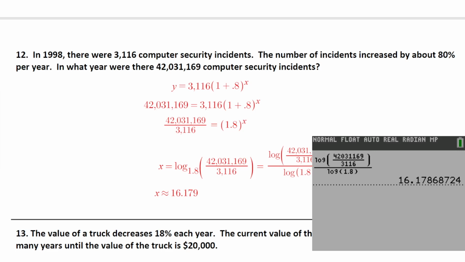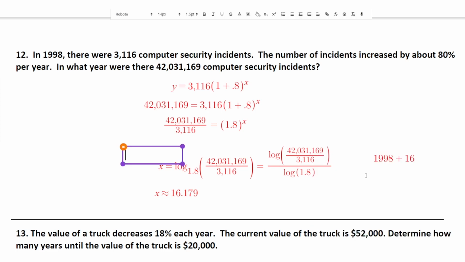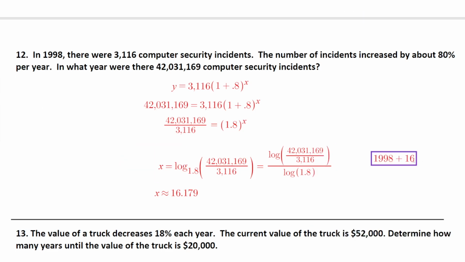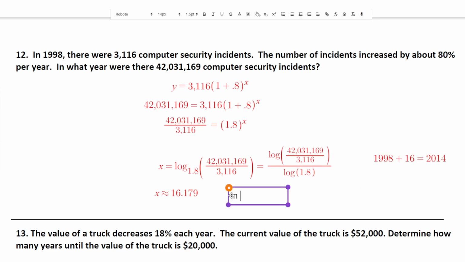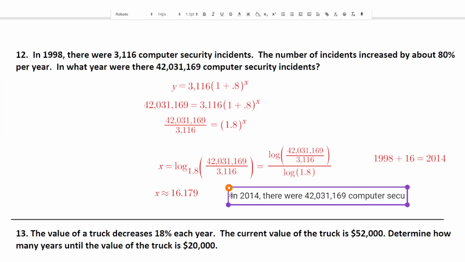And so we're going to get in the year, so let's go ahead and answer our question here. Can't really see. Let's hide this calculator so you can see what I'm doing. Okay, so yeah, 1998 plus 16 is going to be 2014. And so to answer our question, we're going to say in 2014, there were 42,031,169 computer security incidents.